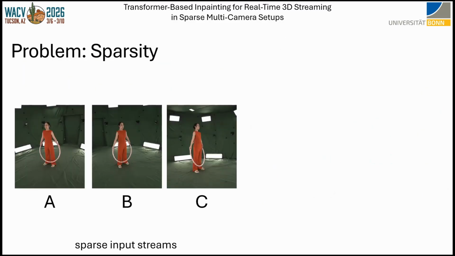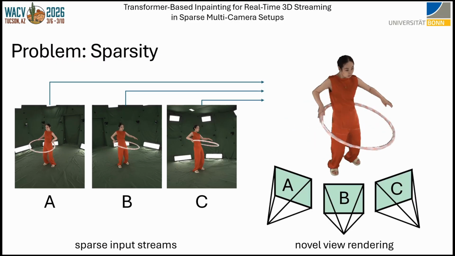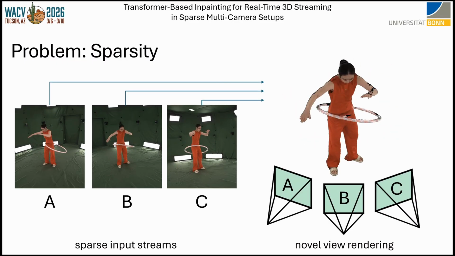Selecting only a few camera streams introduces a problem. Sometimes there is simply not enough information to determine the texture of every visible surface point. As a result, some regions remain empty. In this example, occlusions cause missing textures on the arms, the shoulders, and the hula hoop ring. These regions appear black in the rendering.